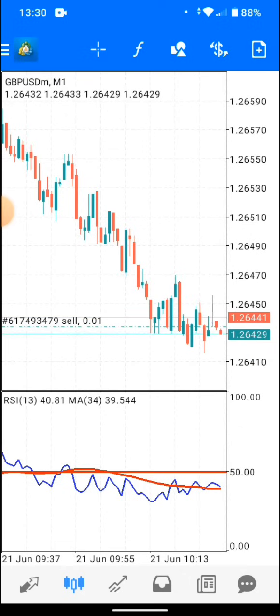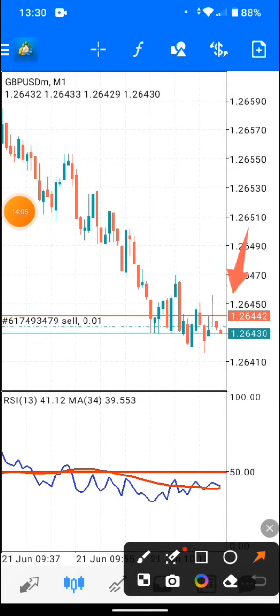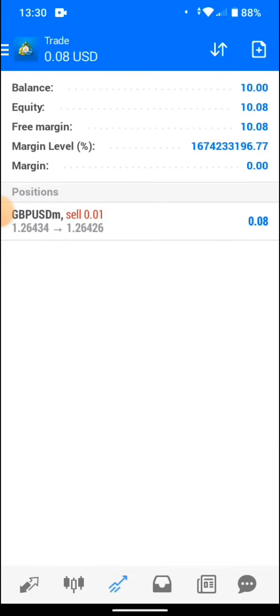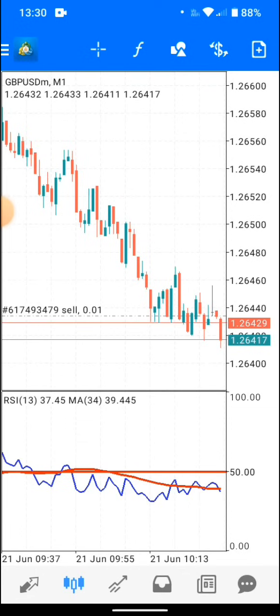You are seeing two lines. These two lines are called the bid price and the ask price. This one here is the ask price, the buying price, if you want to buy. So now you are seeing we are now in profit. The candle is dropping, because I know it's going to drop.